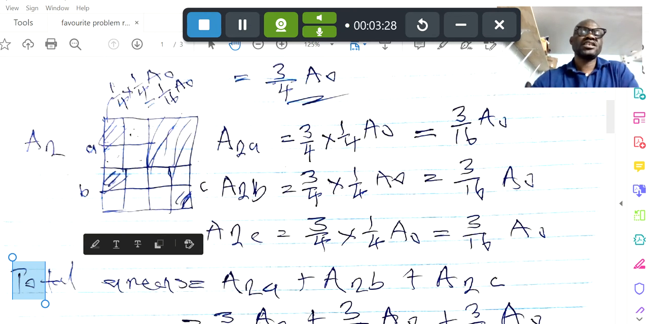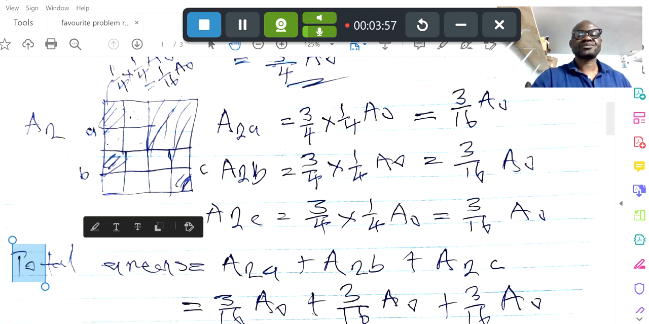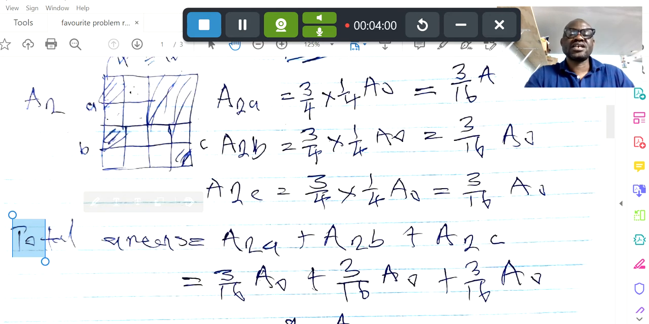So A2A is equal to 3 over 4 multiplied by 1 over 4 A naught. Why we are using 3 over 4 is because it is now left with 1, 2, 3 portions of the A. So we now have 3 over 4 multiplied by 1 over 4 A naught, which gives us 3 over 16 A naught. The same thing is applicable to A2B and A2C.